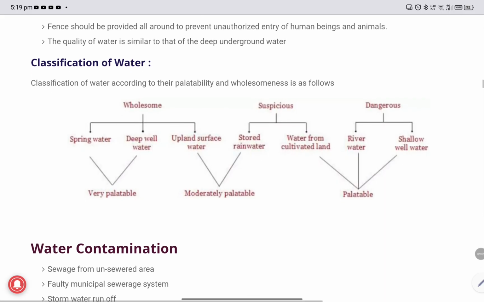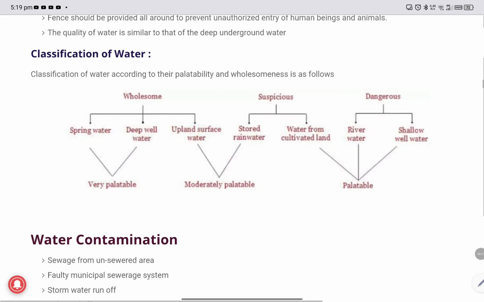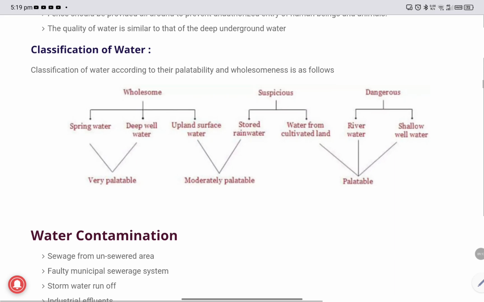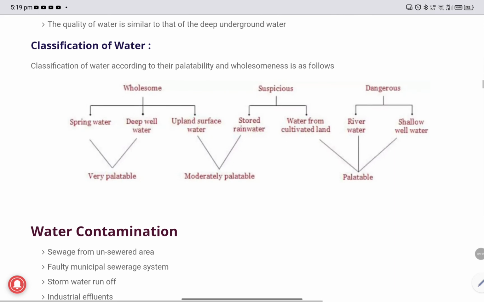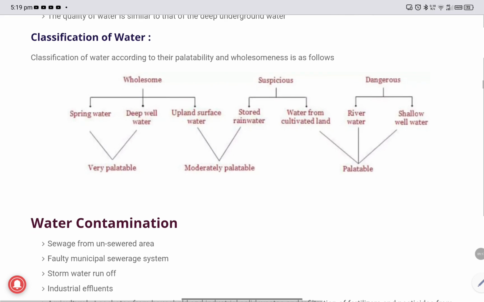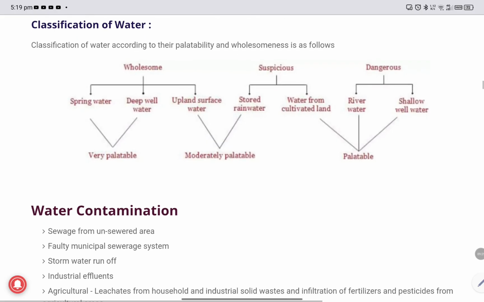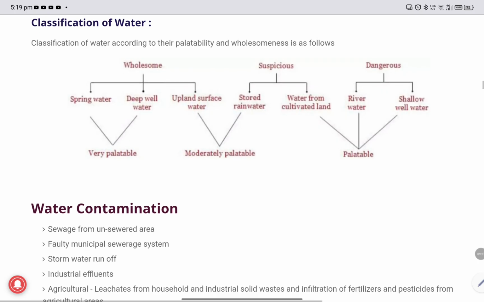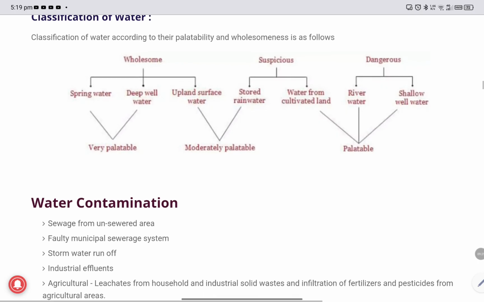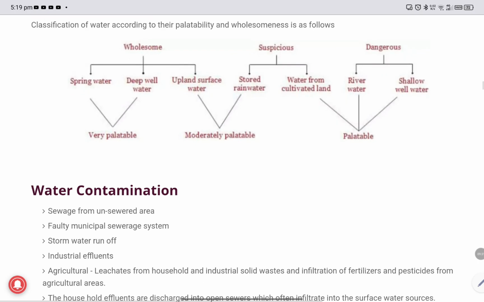Classification of water. Classification of water according to their palatability and wholesomeness is also: spring water, deep water, upland surface water, stored rainwater, water from cultivated land, river water, shallow well water.